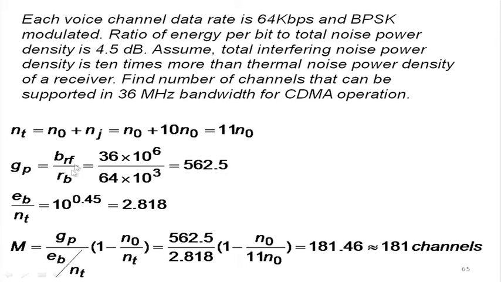GP is BRF over RB, both given, and you get 562.5. EB by NT comes out to be 2.818, with the dB put into ratio. So m is GP by EB by NT, 1 minus N0 by NT. You put in the numbers and you get 181.46. So it is roughly 181 channels. This is how the estimation can be done.